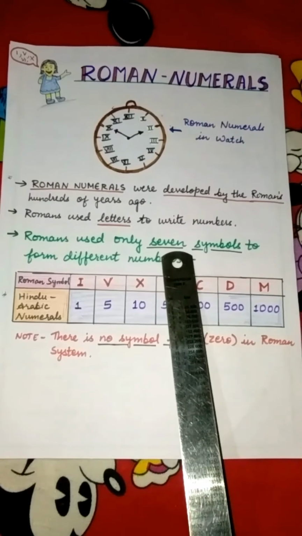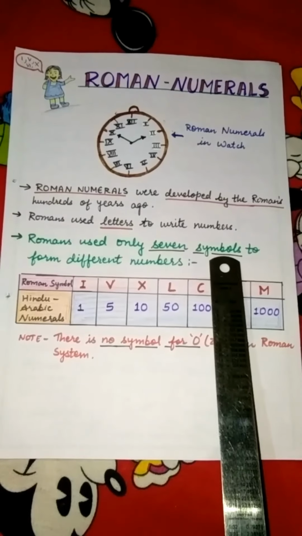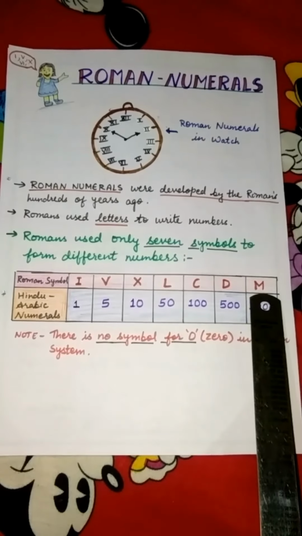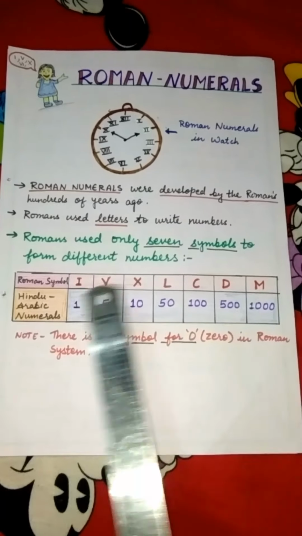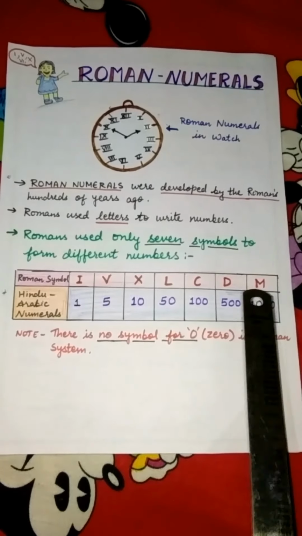Romans used only 7 symbols to write different numbers. So these are the 7 symbols that the Romans used to write numbers.